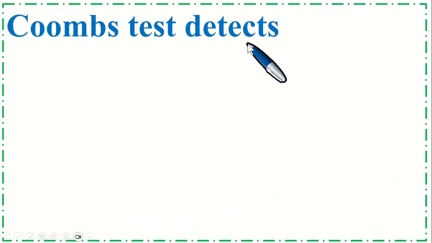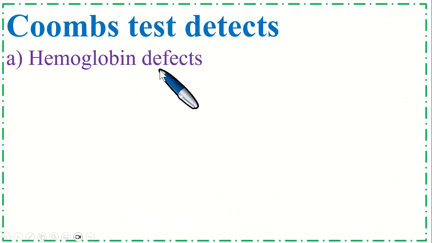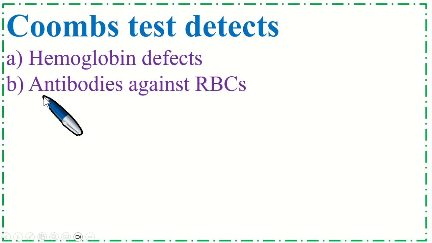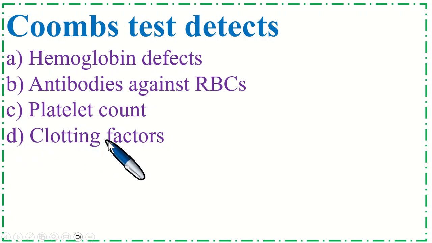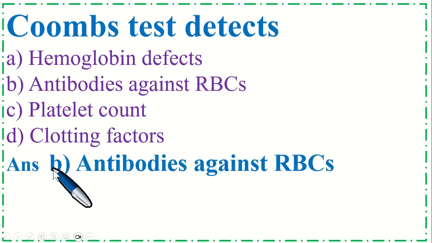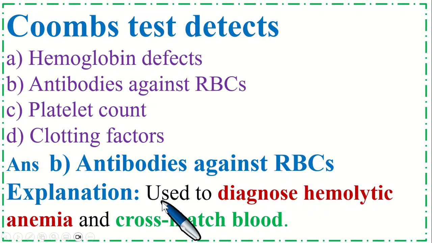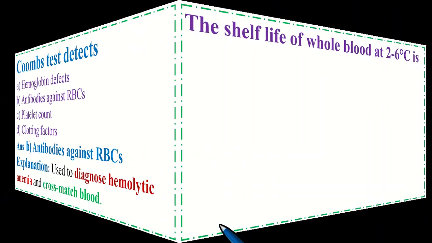Coombs test detects option A hemoglobin defects, B antibodies against RBCs, option C platelet count, and option D clotting factors. So the correct option is B, antibodies against RBCs. Explanation: it is used to diagnose hemolytic anemia and cross-match blood.